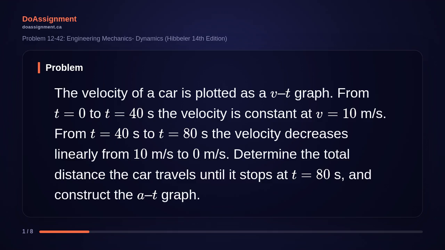The velocity of a car is plotted as a VT graph. From t equals 0 to t equals 40 seconds, the velocity is constant at v equals 10 meters per second. From t equals 40 seconds to t equals 80 seconds, the velocity decreases linearly from 10 meters per second to 0 meters per second. Determine the total distance the car travels until it stops at t equals 80 seconds and construct the AT graph. Now let us work through the solution step by step.